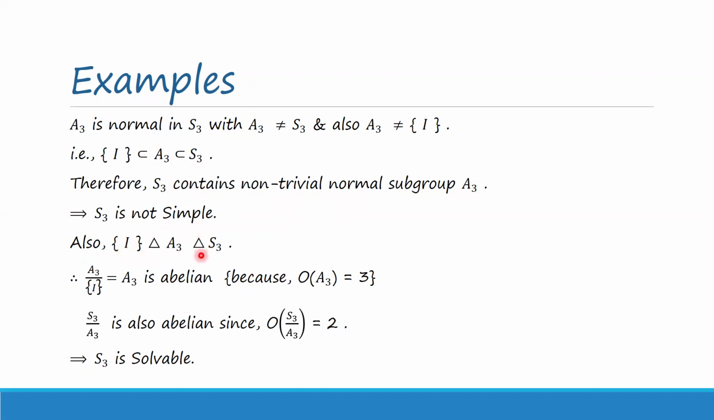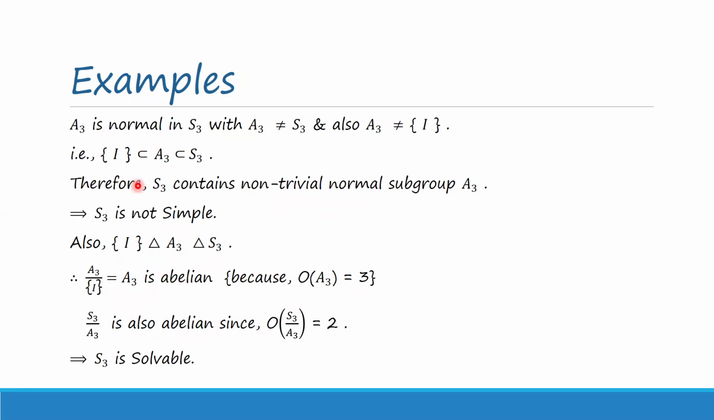Also, if you take this series, each one of them is normal in the other. Therefore, I is normal in A3, A3 is normal in S3. Now, if we take the quotient group A3 by I, it is nothing but A3, and we know that it is abelian because its order was 3, a prime number. Also, S3 by A3 is also abelian since its order was 2, a prime number.